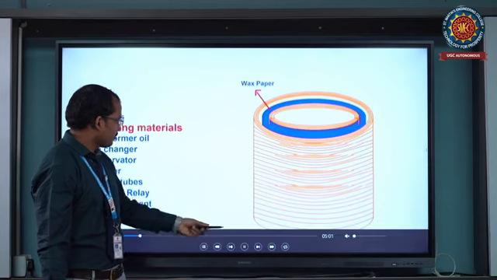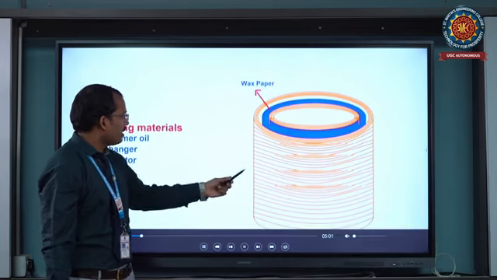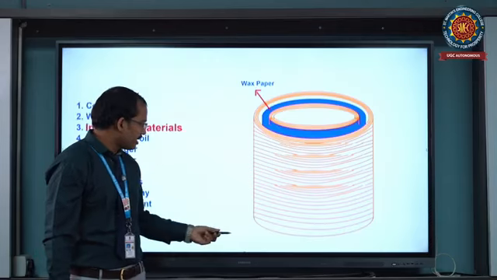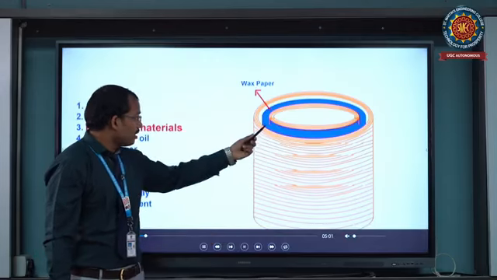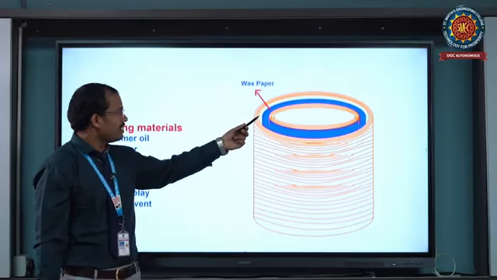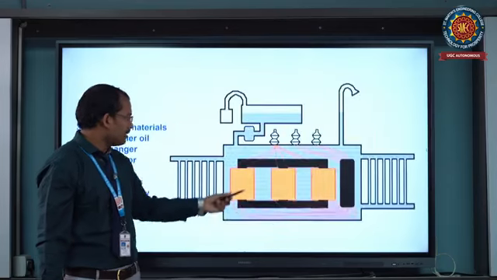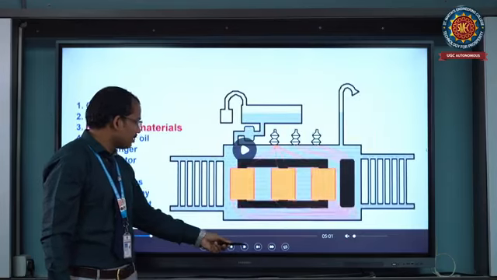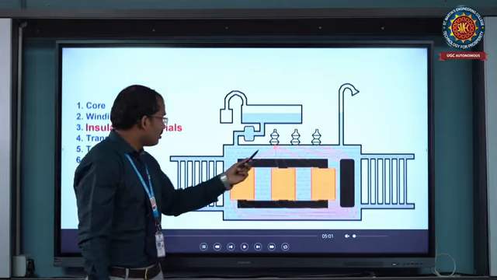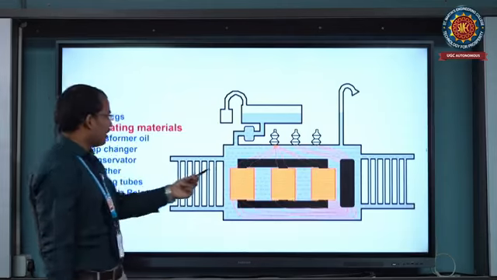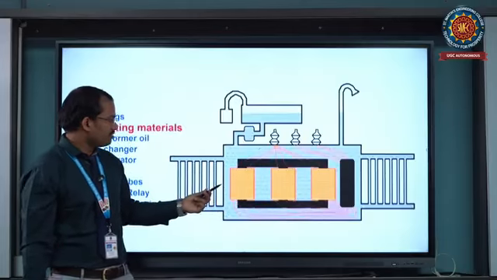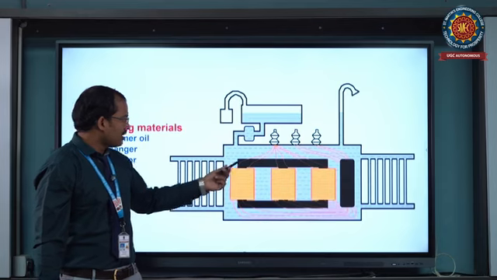This is the wax paper in between the primary winding and the secondary winding. We use it as an insulating medium in transformers. The next point is transformer oil. Why are we using transformer oil? For cooling purposes, we use the transformer oil.